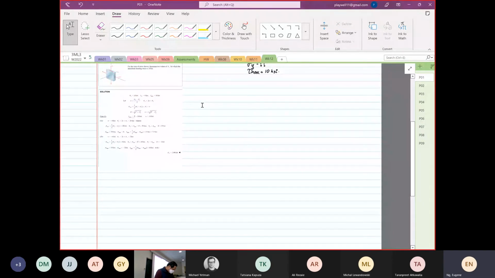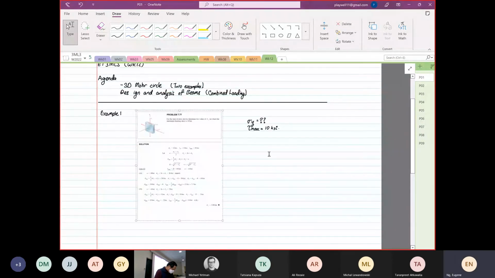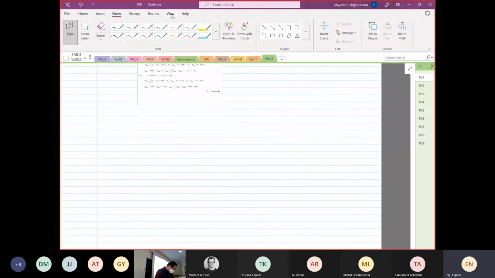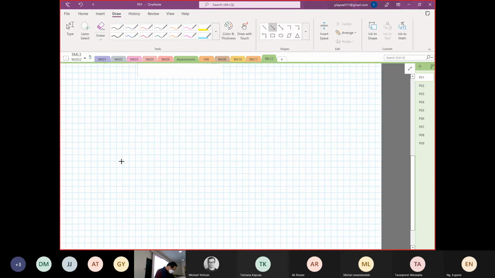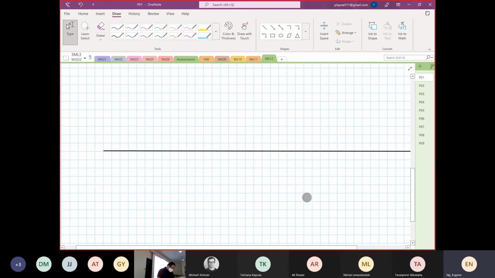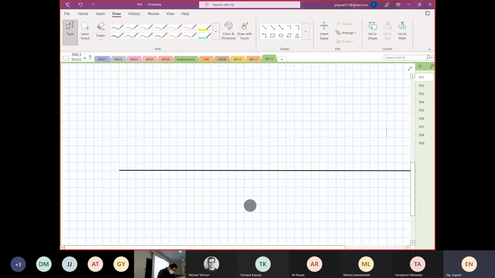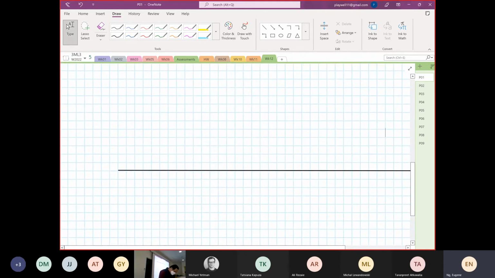We have seen the problem. So we are going to draw the Mohr circle. I'm going to draw the whole thing again, just to elaborate what I was talking about earlier.